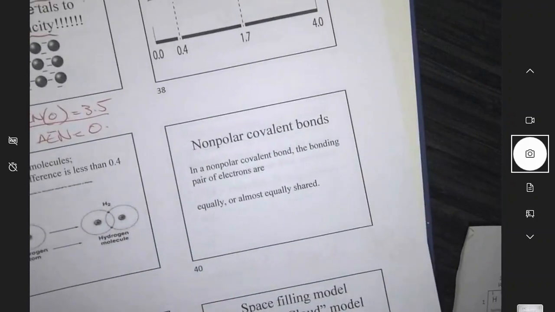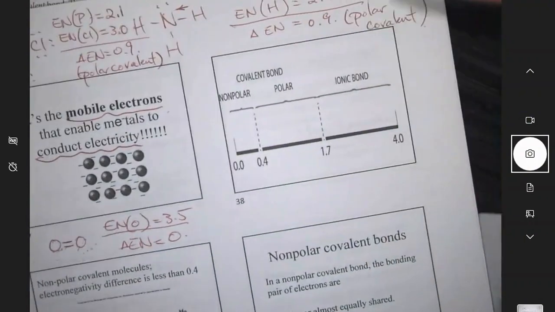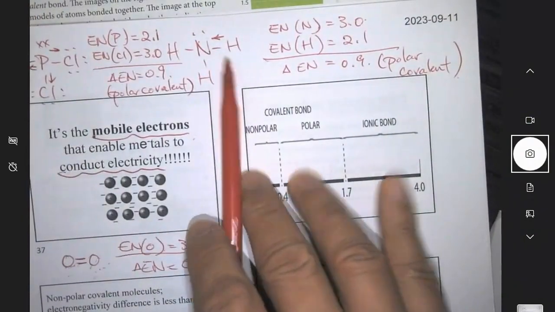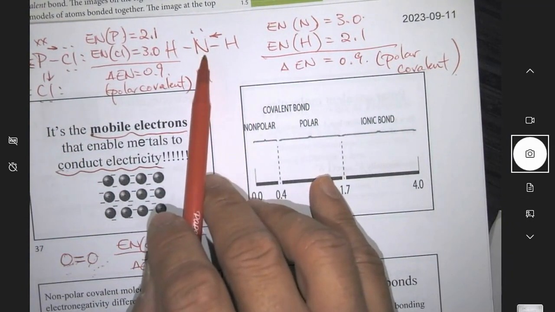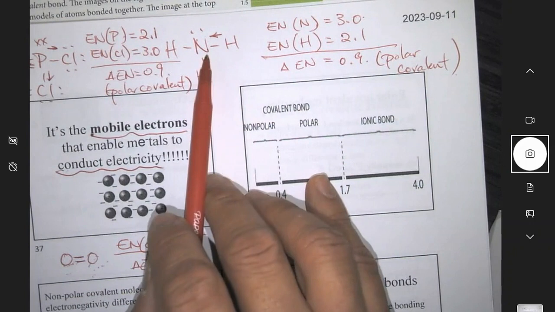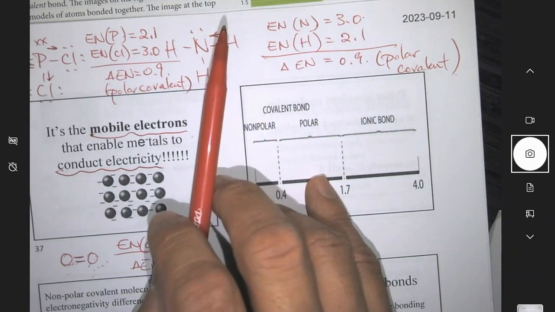Now, typically when you have a situation where you have electrons being closer to one side than the other. Now let's come back to the nitrogen here. If the electrons are closer to the nitrogen than hydrogen, which one do you think will be more negative?